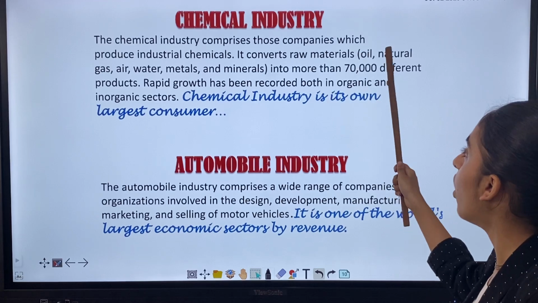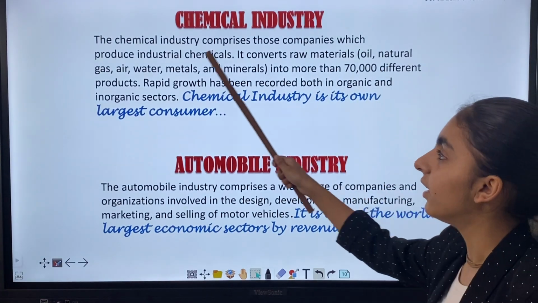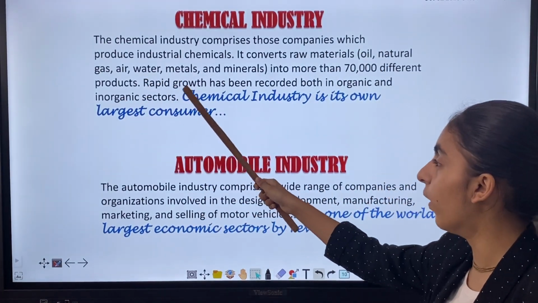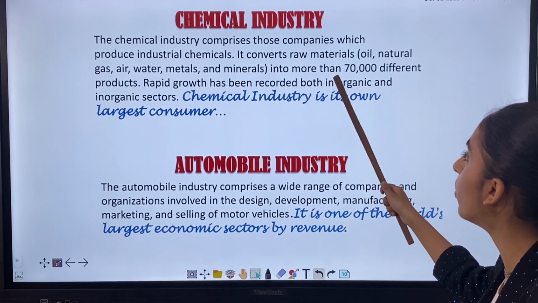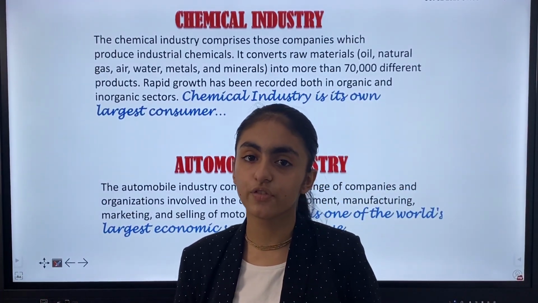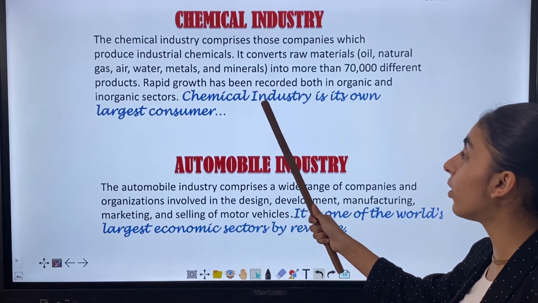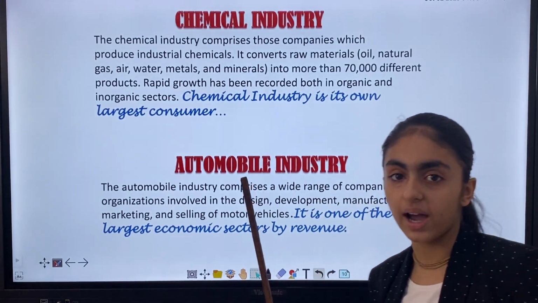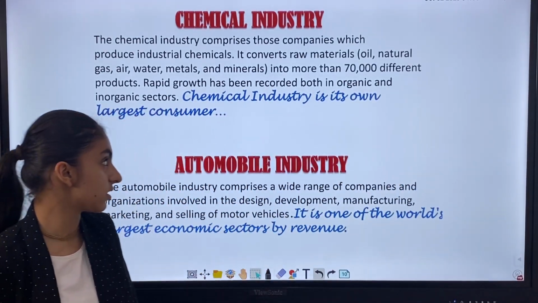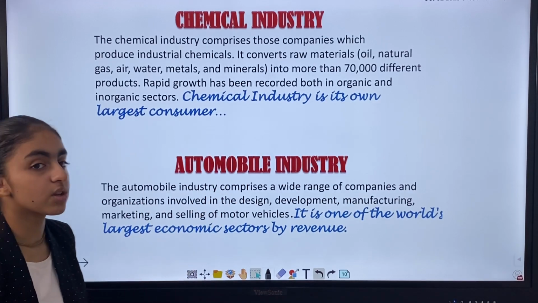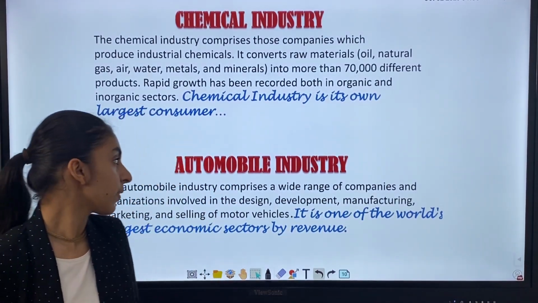It converts all the raw materials like oil, natural gas, air, water, metals and minerals into more than 70,000 different products. Rapid growth has been recorded both in organic as well as inorganic sectors. The chemical industry is its own largest consumer.